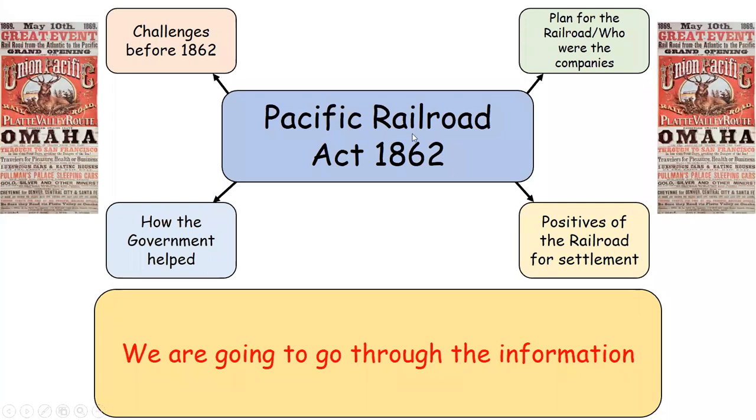Now, while we go through this, it's quite important that you understand, firstly, what challenges were faced before 1862. The plan for the railroad. Who were the companies that actually overcame this really monumental task? How did the government help these groups? And then positives of the railroad for settlement. Remember, settlement is a key word. Settlement means people staying in a certain area. So settlement is really important that you understand that word so that we develop this further in the course.